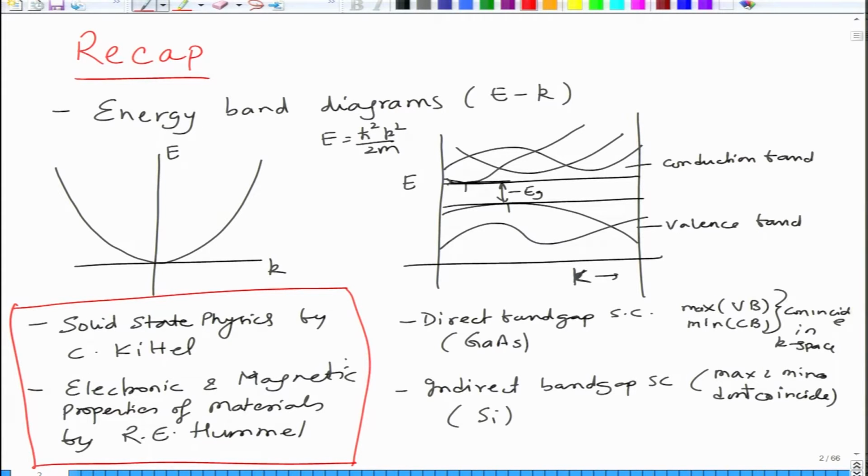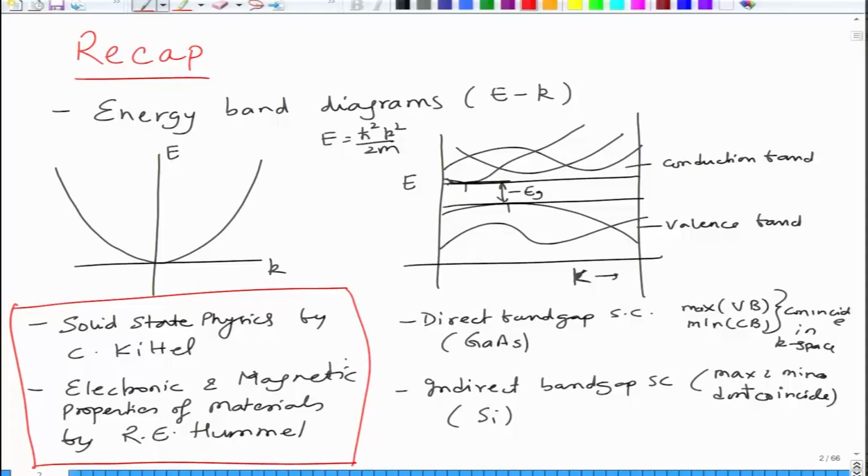The key thing is, if you have energy states which are continuous across the E-K space, and you can always find an energy state at any given energy level, that means it's a conductor. But if you have a forbidden energy gap where you don't find an energy state, then it's a semiconductor or insulator depending upon the magnitude of Eg. So the presence of a forbidden gap means it's a semiconductor or insulator.